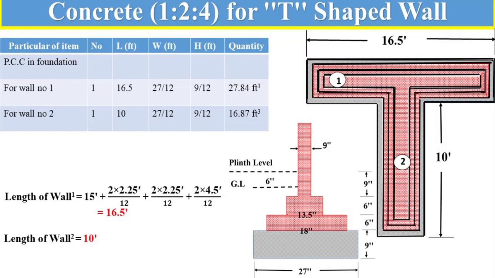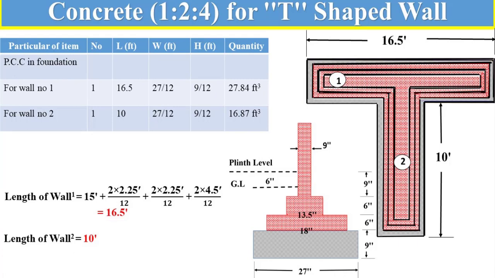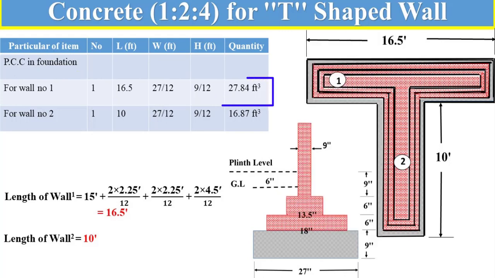The length of wall number 1 for concrete 1:2:4 will be the same as that in excavation. The length of wall 1 for concrete is 16.5 feet. The width of wall for concrete is 27 inches and the thickness of concrete is 9 inches. For the total quantity of concrete for wall number 1, multiply 1 with 16.5 with 27 divided by 12 with 9 divided by 12. So the total quantity of concrete in wall number 1 will be equal to 27.84 cubic feet.